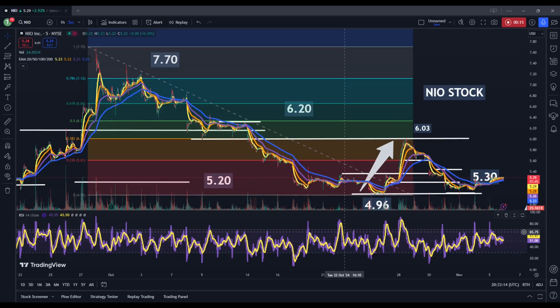We have the current stock market update for NIO Incorporated, stock ticker NIO.